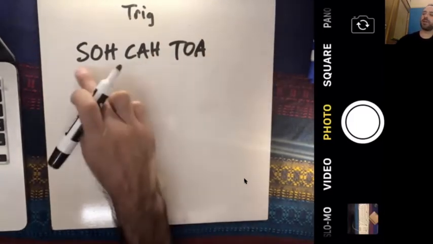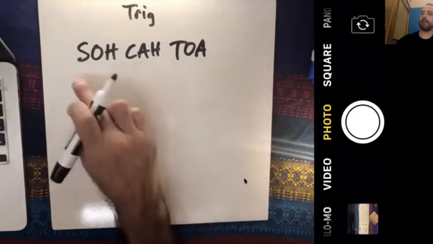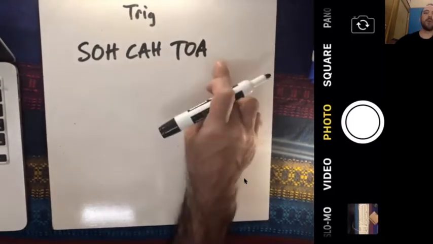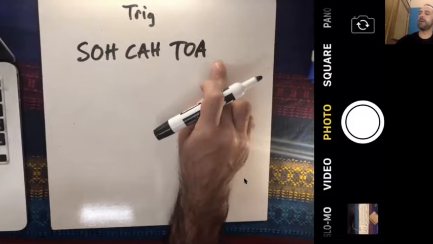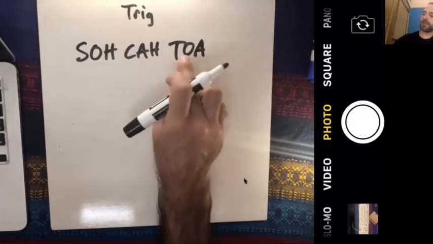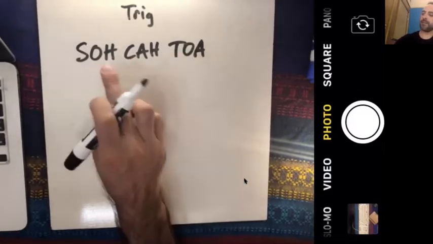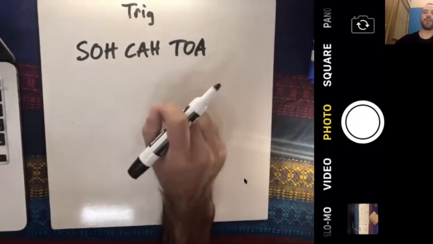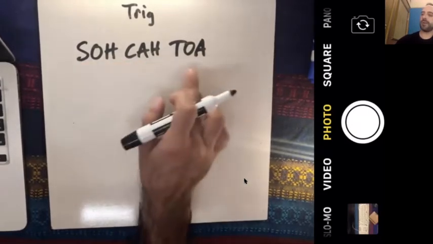SOHCAHTOA. SOHCAHTOA is our map. If you remember SOHCAHTOA, which at first you're like, I can't remember that word, but every single student I've taught, and there's been thousands of them, has been able to remember SOHCAHTOA. There's no way to say SOHCAHTOA with different letters.